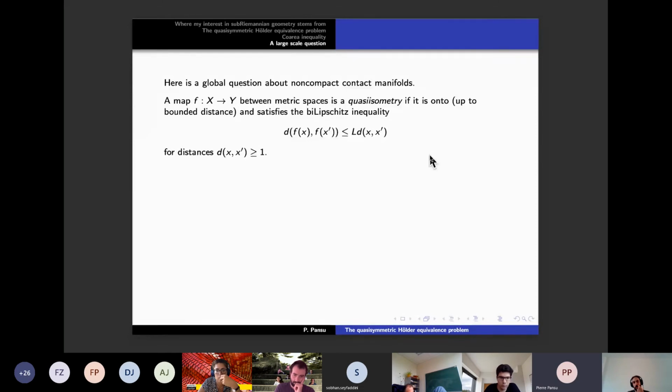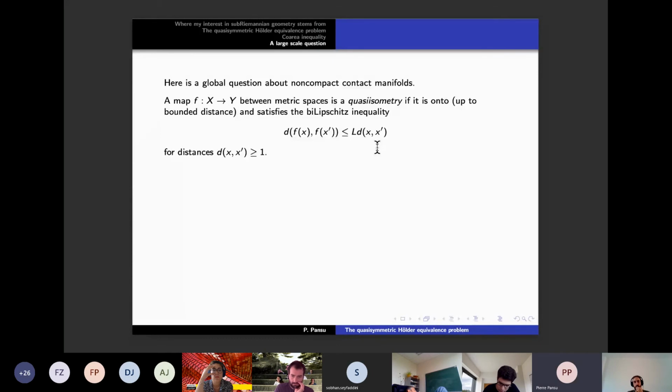And otherwise, I want the bi-Lipschitz inequality. Why did I write only one of them? I really mean both, in both directions. Let me apologize for that. That's a typo. Except that I want it only for large distances. Distances larger than some constant. I just put one to designate a constant.